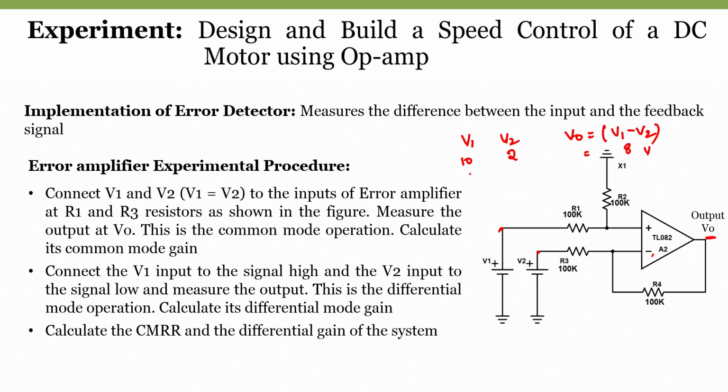Now I am taking 8 and 4. V out will be 8 minus 4, 4 volt. Then 6 and 8, in this case I should get minus 2 volt. And 4 and 10, I should get minus 6 volt. Let me see whether I am getting these values if I design it in a practical system.